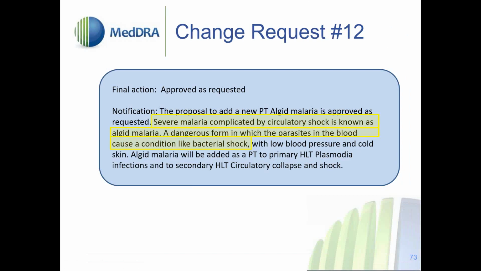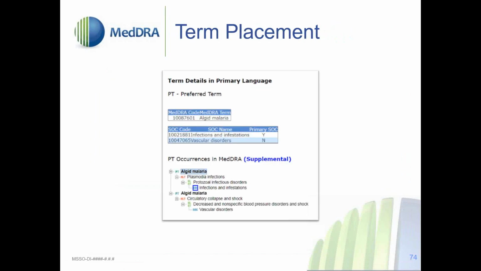Thank you. And it's recognised, as you say, it's got a term for it. And there it is. We can see it there. As you said, it's in the infections, as you would expect with malaria, but it also has a link to the vascular for the circulatory collapse. Again, something you'd expect. So it shows the multi-axiality placement there.